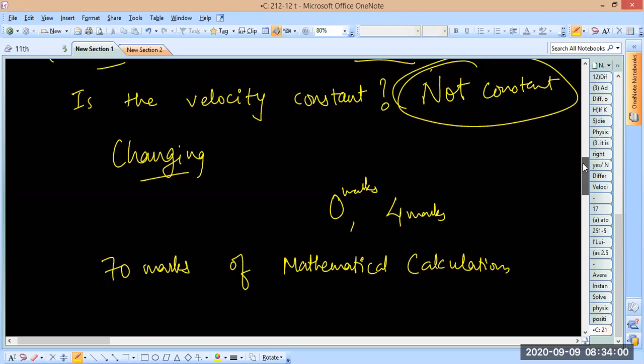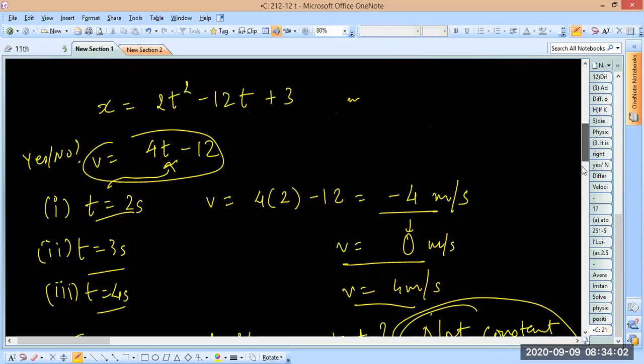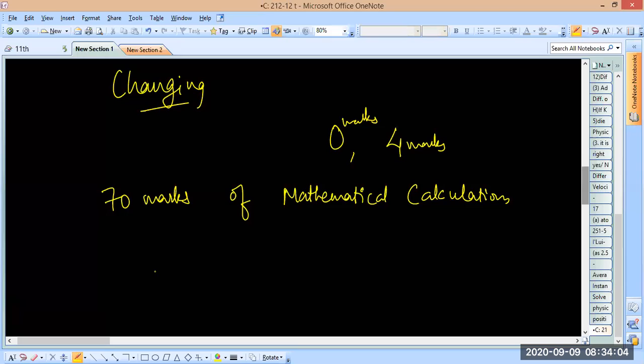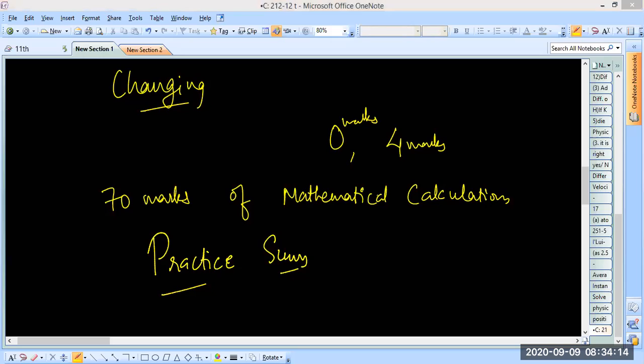Let me tell you that, right? If you want to master physics, practice sums. That's it. If you take a textbook and sit reading it, you won't get physics, right? If you want to master physics, you have to practice sums. There's only one secret.